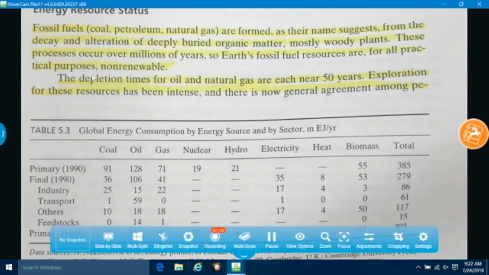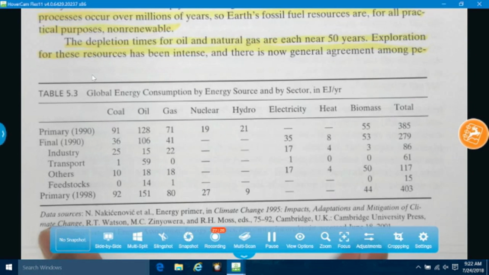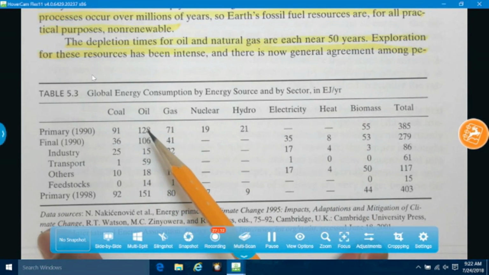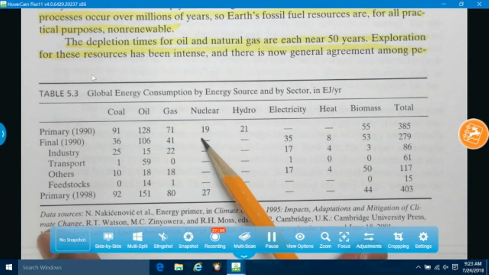So this table that you see basically shows you, let's take coal. You see various sources of energy. And these are numbers for 1990. So these are in units of energy in joules per year. So you can see oil is the dominant. You got coal and gas. You got nuclear, hydro. They do make a difference, but not quite in the order of fossil fuels.